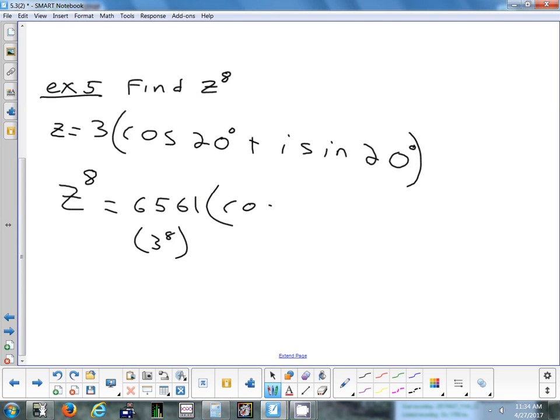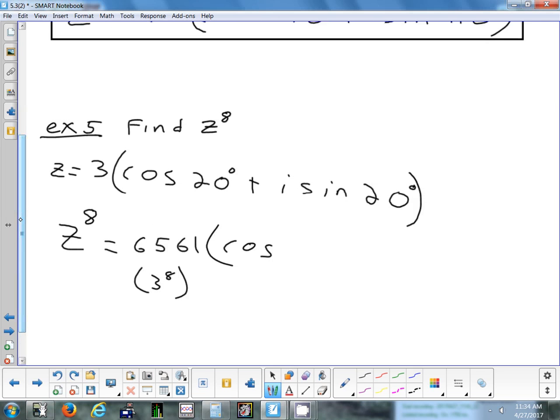Cosine. And what's going to be the calculation for my angle? 20 times 8, which is how much? 160. And that's it. That's how you can raise something to the 8th power very quickly without having to do 8 sets of FOIL, which would take a very long time.